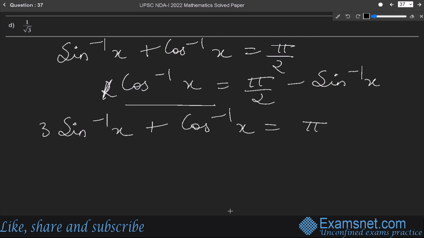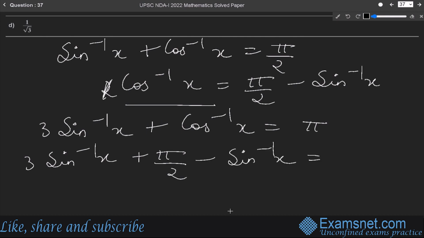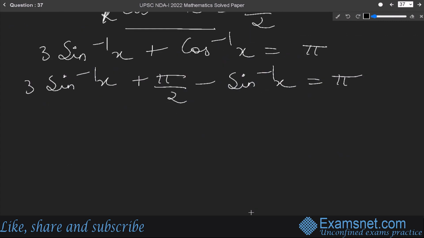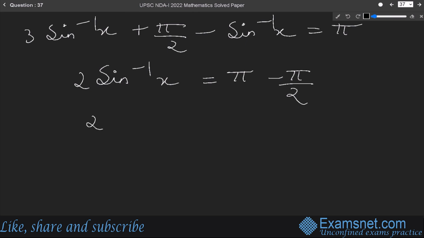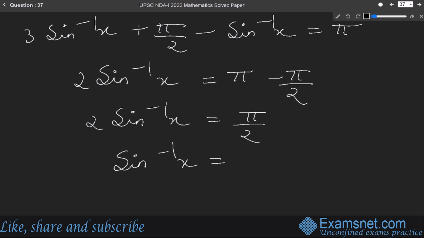Now we got the value of cos inverse x. So replacing it, we get 3 sin inverse x plus pi by 2 minus sin inverse x is equal to pi. 3 sin inverse x minus sin inverse x will be 2 sin inverse x, and the right hand side will be pi minus pi by 2. Is it clear? We are just solving after putting the value of cos inverse x. Now 2 sin inverse x will be equal to pi by 2. Pi minus pi by 2 is pi by 2. Sin inverse x will be equal to pi by 4.